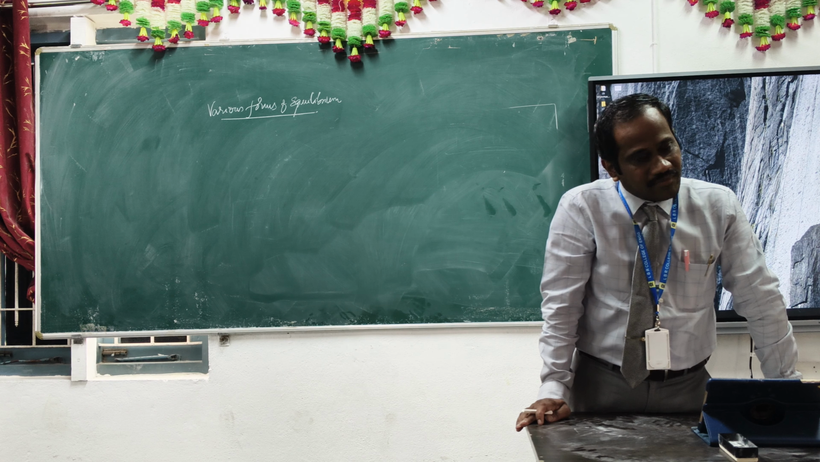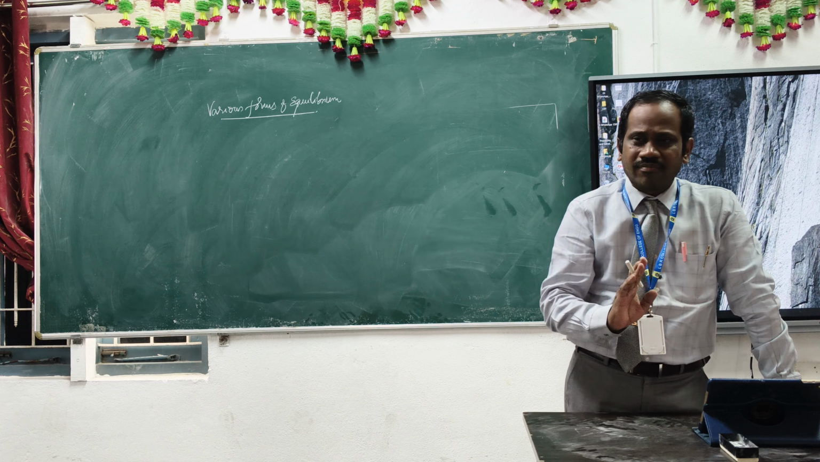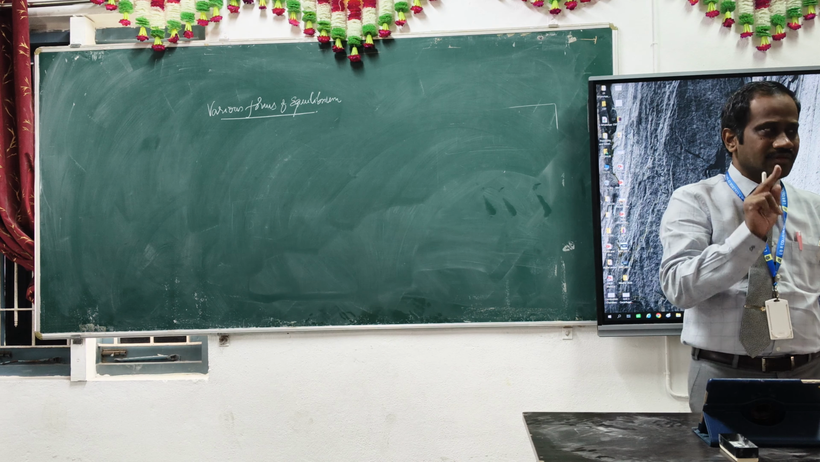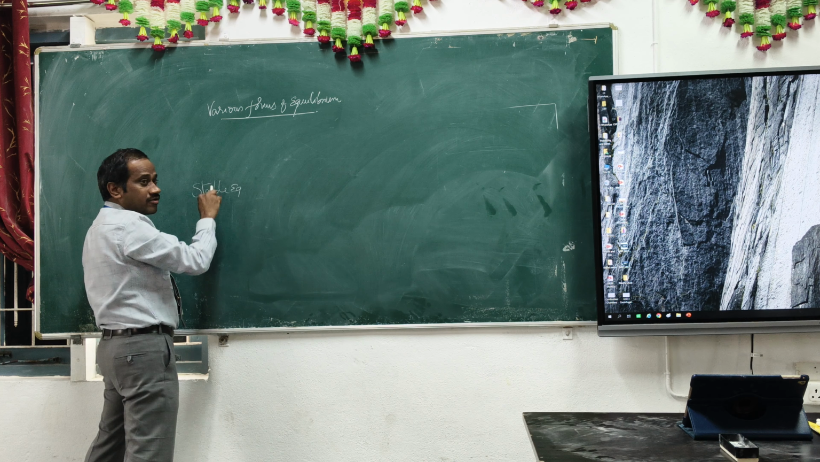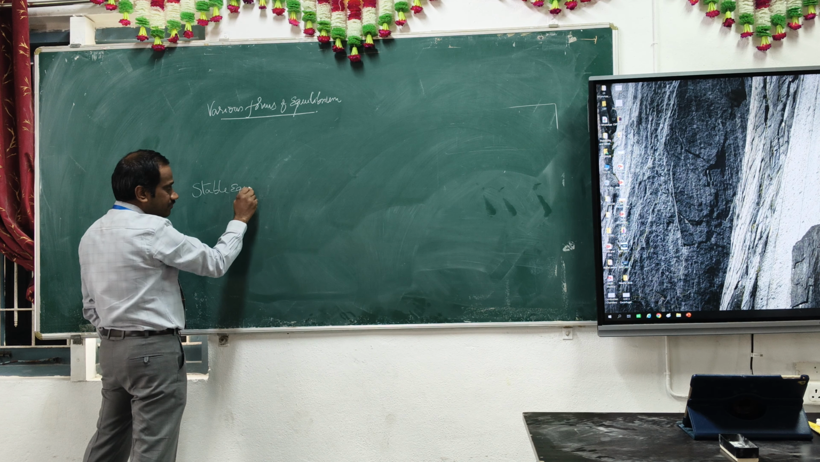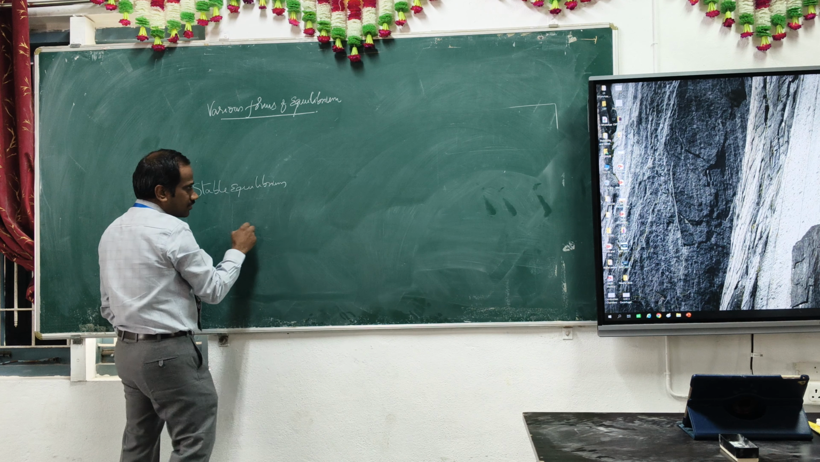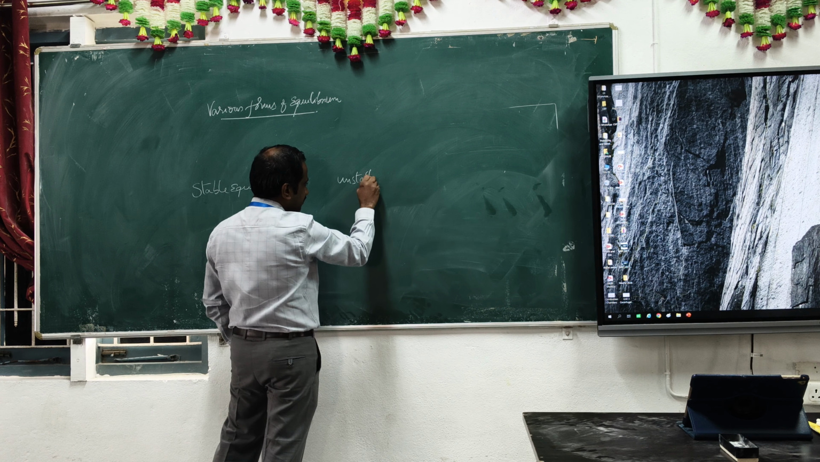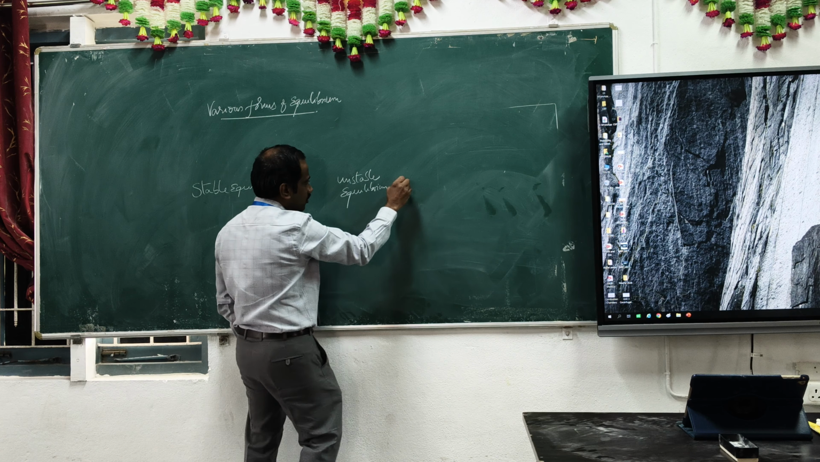So bodies are said to be in equilibrium when the body is at rest or when the body is in uniform motion. These two things are applicable. Write that point. Now, to explain, there are various types of equilibrium. Stable equilibrium. Have you heard about this? Unstable equilibrium. Neutral.